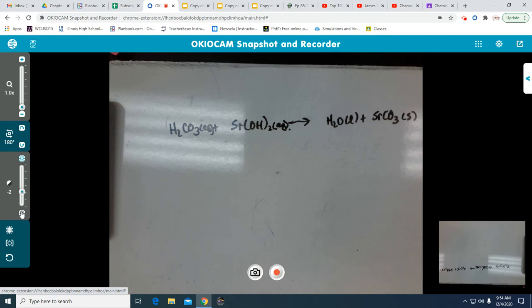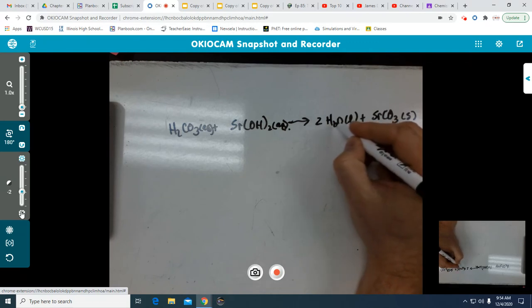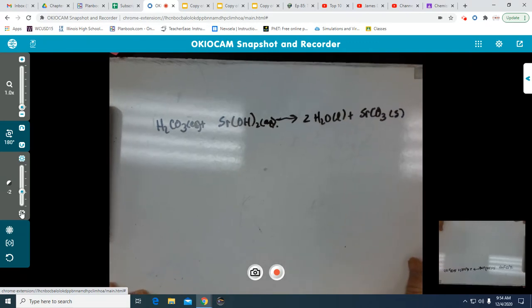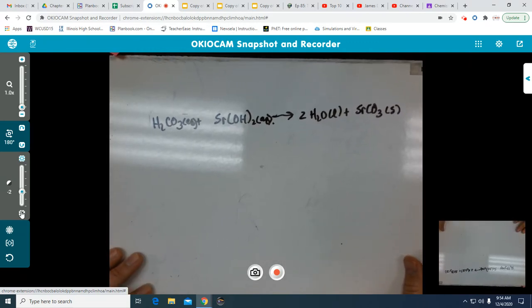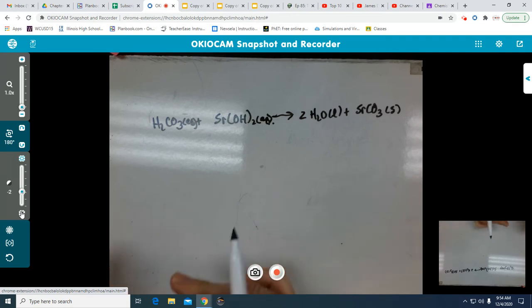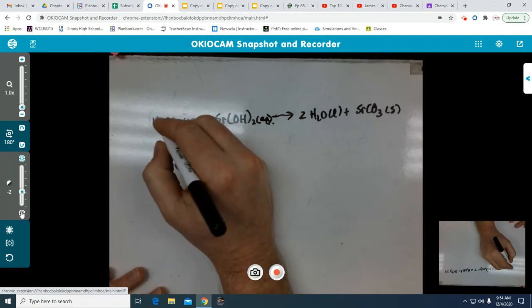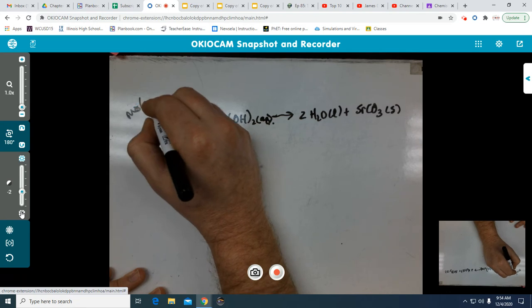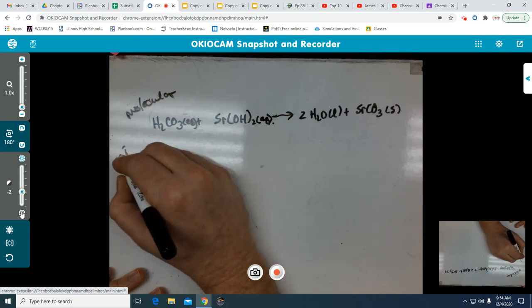All right, and we've got to make sure we balance this. Really the only thing it takes is a coefficient of 2 in front of the H2O. Okay, so now we go ahead and dissociate what we can. Well, this is our molecular equation. Then we have to do our ionic.